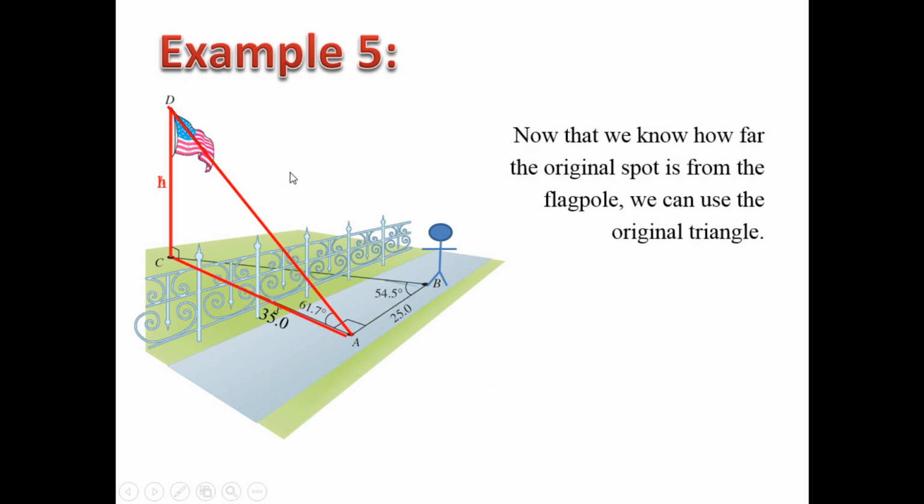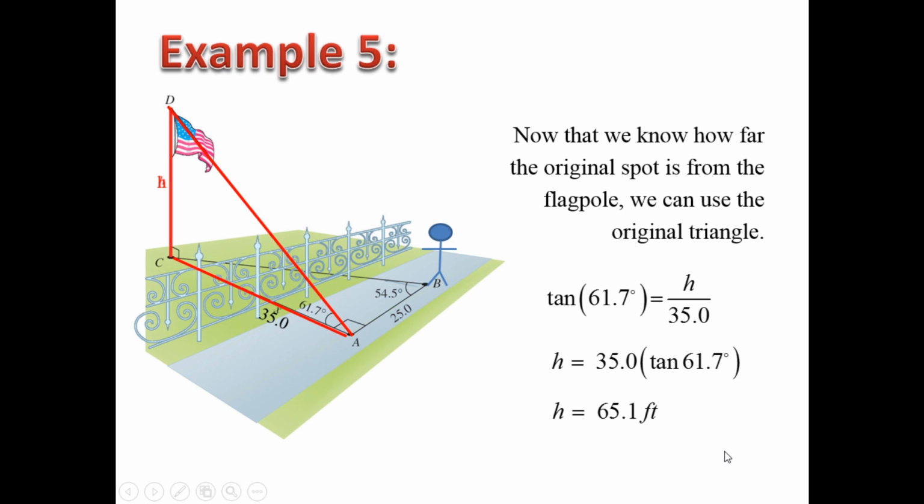And then for this cross-section triangle here, we can use tangent again. So tangent of 61.7 equals the height over 35. And then cross multiply, or just multiply both sides by 35, so 35 times tangent of 61.7. So here's what we found, 65.1 feet. And that's the height of the flagpole.